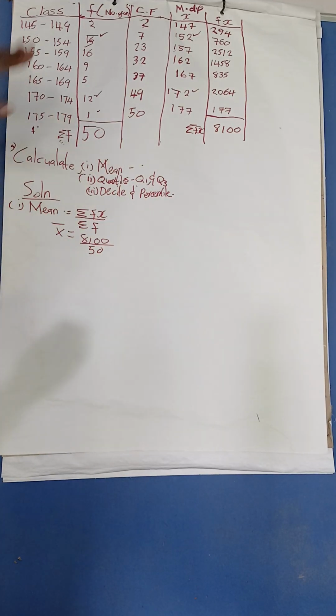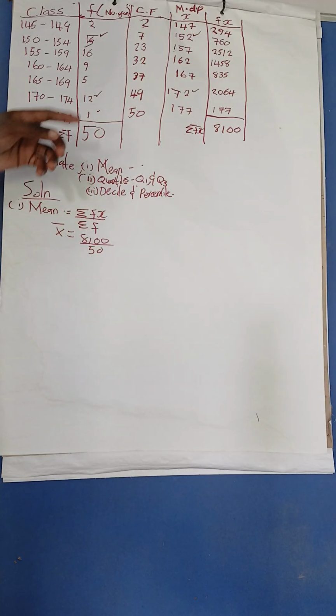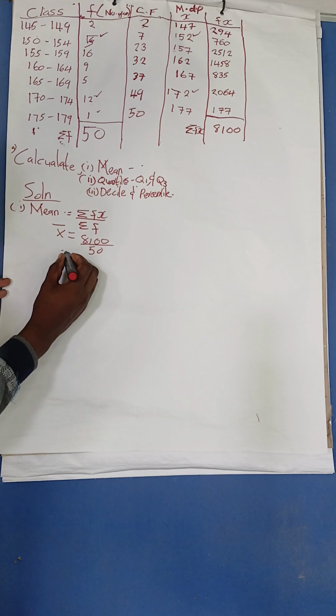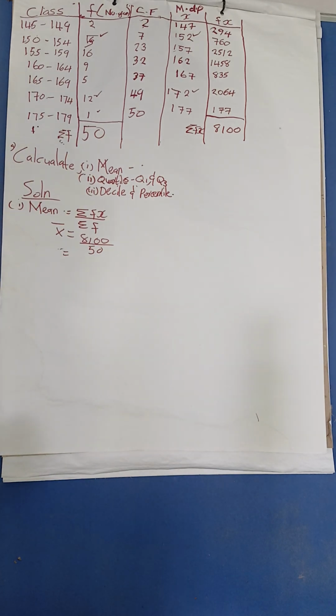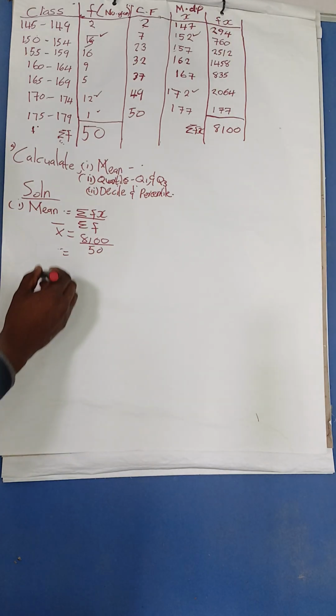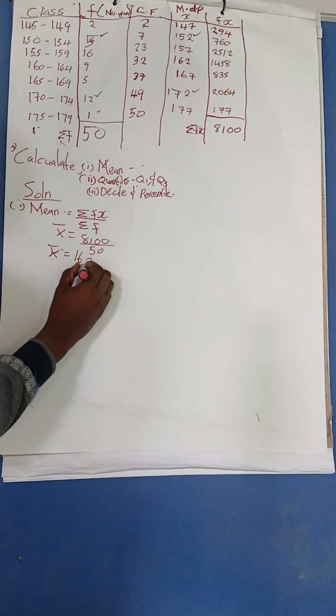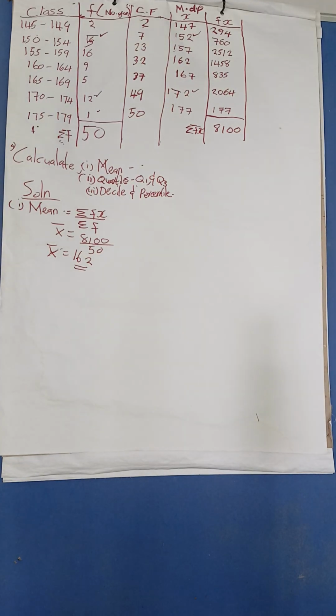That's the goodness of coming up with this table, you can see now. We are doing it very easy, because now we are just getting the figures from the table. So we now go ahead. If you divide that 8100 by 50, you are going to get your answer as 162. Our mean will be 162. Good. That's nice. 162. We go to the next one.